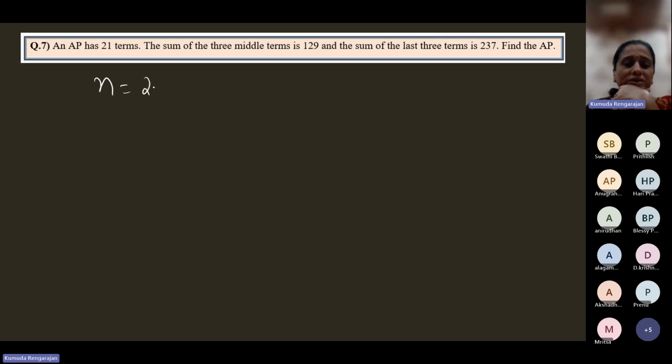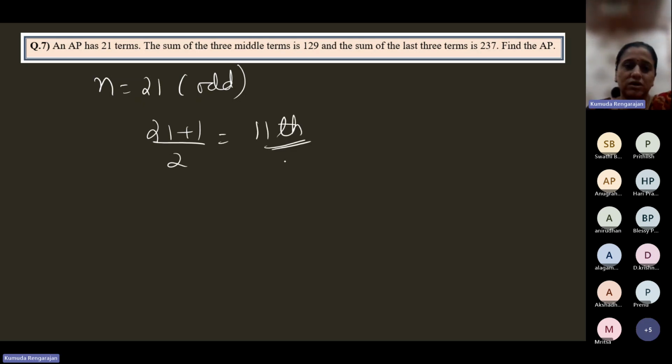n is equal to 21. It is odd. So there is one middlemost term, which is (21 plus 1) by 2, 22 by 2, the 11th term. But what's given? The sum of the three middle terms is 129. So the three middle terms will be, take one to the left of the 11th term, the 10th term, and one to the right, the 12th term.